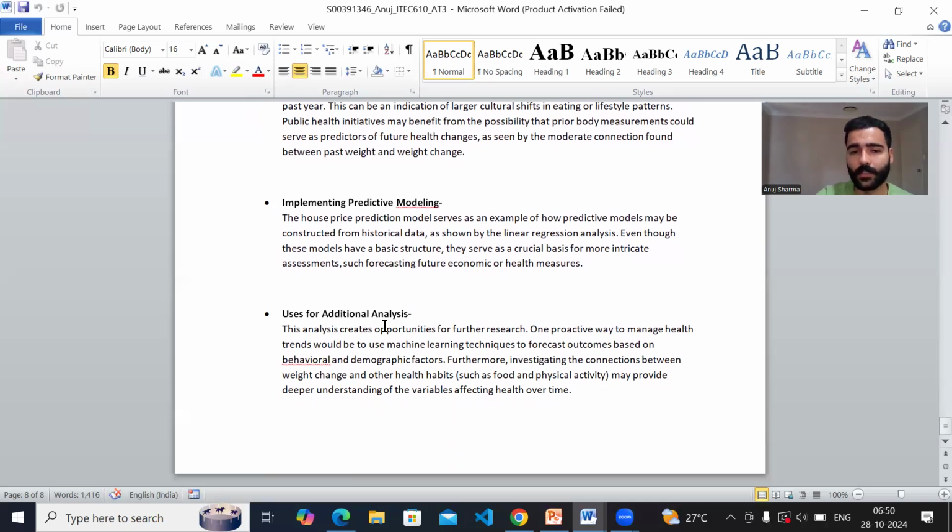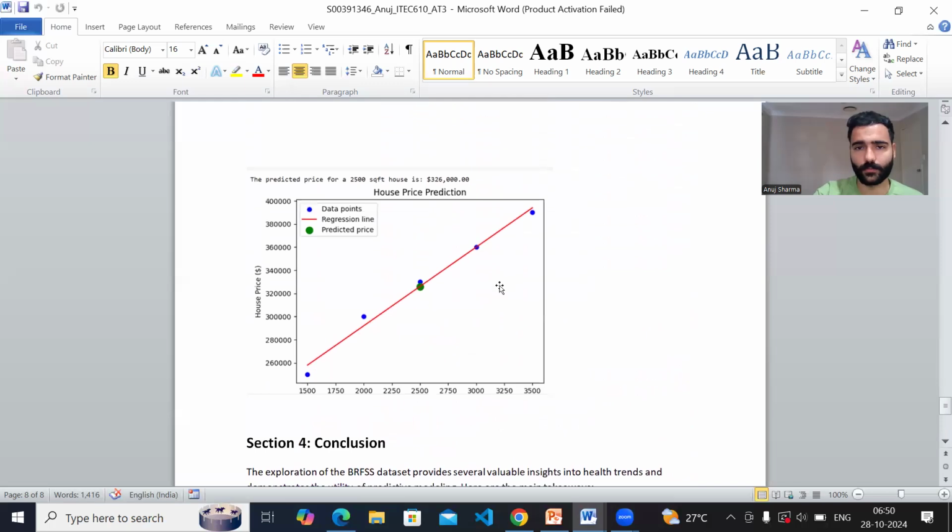Uses for additional analysis. This analysis creates opportunity for further research that I mentioned earlier. One proactive way to manage health trends would be to use machine learning techniques to forecast outcomes based on behavioral and demographic factors. Furthermore, investigating the connection between weight change and other health habits, such as food and physical activities, may provide deeper understanding of the variables affecting health over time. So that was all with the report.